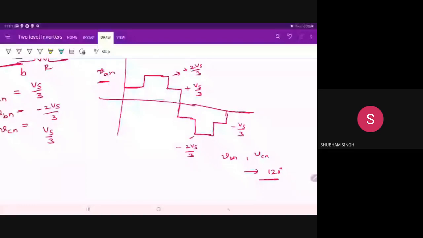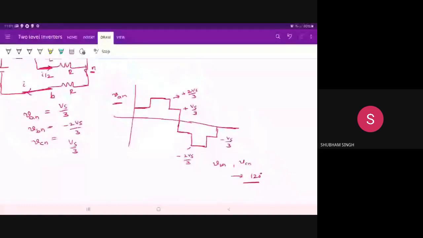So VAN, VBN, and VCN are displaced by 120 degrees. It's clear? Here each duration is 60 degrees. So this duration is 60 degrees, and the rest of the things you can write. Normally we will not worry about this phase voltage, so you won't see it here.